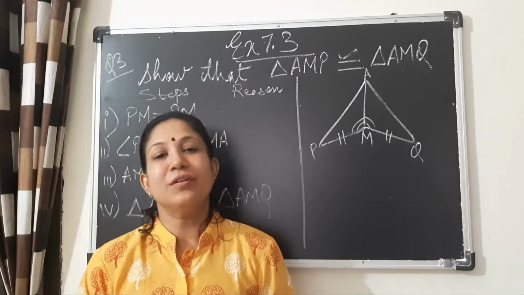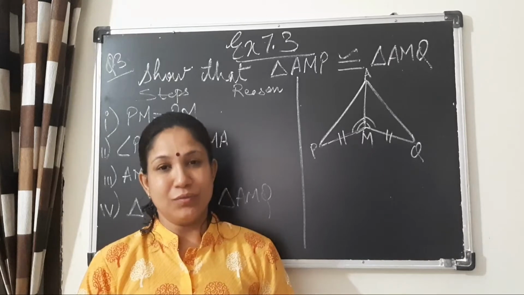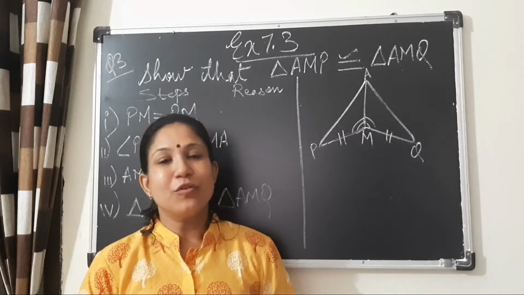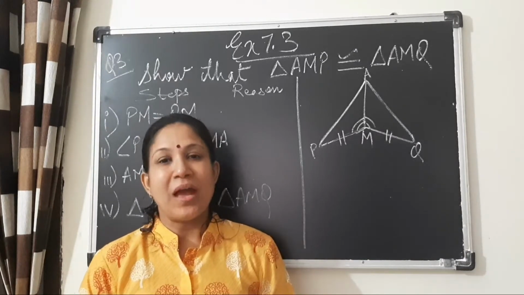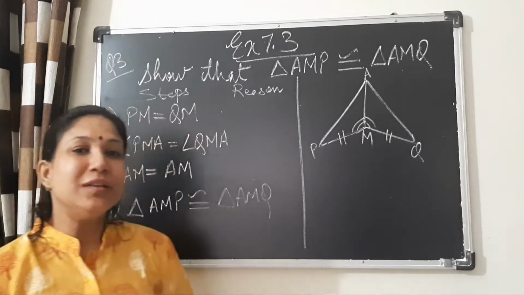In this session, we are going to discuss the third question of exercise 7.2. This is from chapter 7, Congruence of Triangles, and the questions are from NCERT Mathematics. Let us read the question.